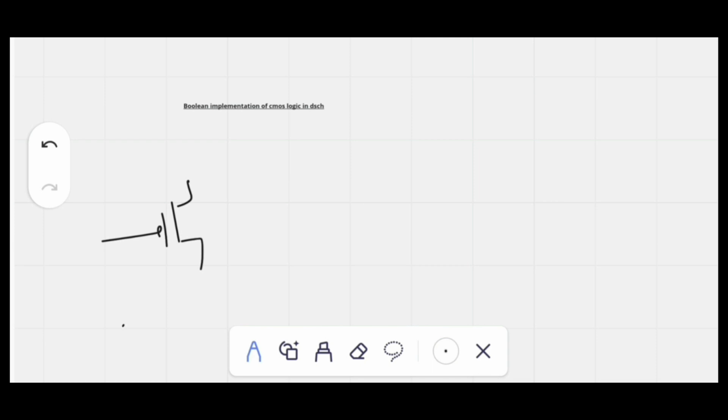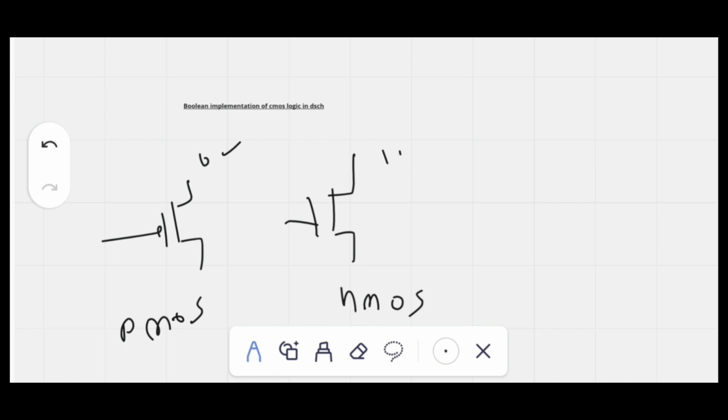PMOS is constructed with the P-type source and drain and an N-type substrate where holes are the main carriers. NMOS consists of N-type source and drain and a P-type substrate where electrons are carriers. If you give 0 to PMOS, it turns on and the NMOS turns off. If you give 1 to NMOS, it turns on and the PMOS turns off.